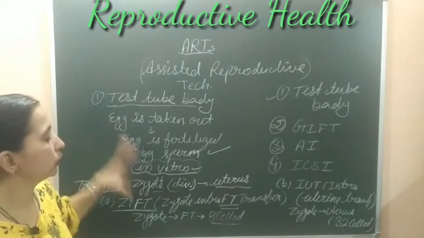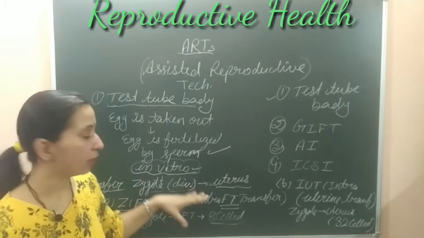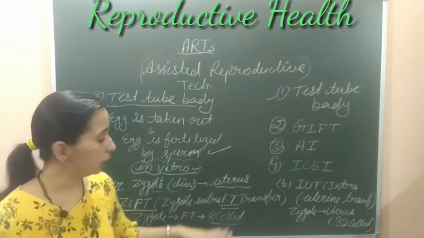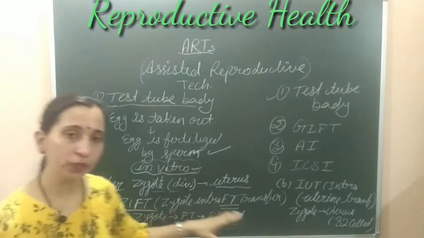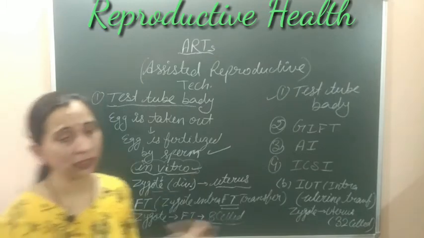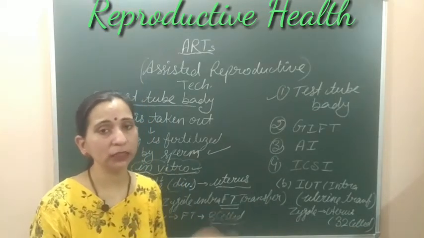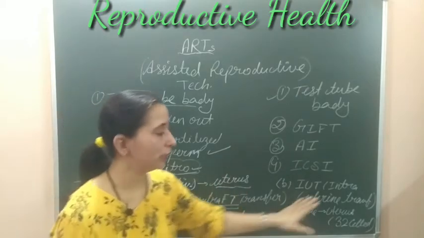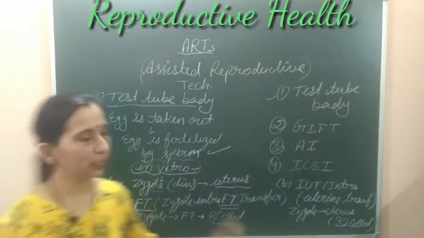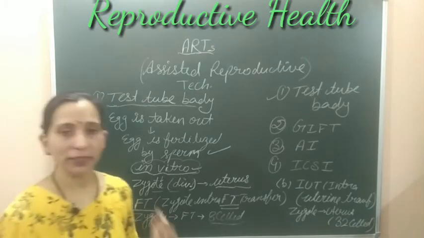And after fertilization, the zygote starts dividing, and after dividing, in the 8 cell stage, if it is transferred, then we call it zygote intrafallopian tube transfer. And if it comes into the 32 cell stage, and then this transfer is done into the uterus of the female, then we call it intrauterine transfer. So this is about the first technique, which is test tube baby.